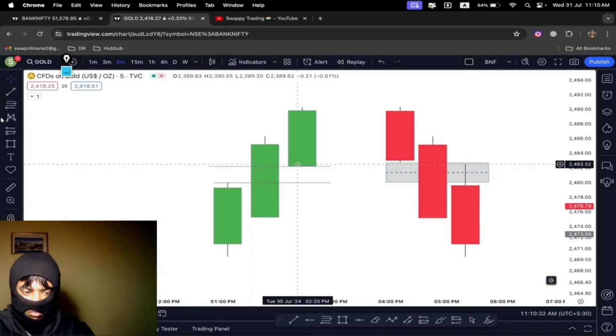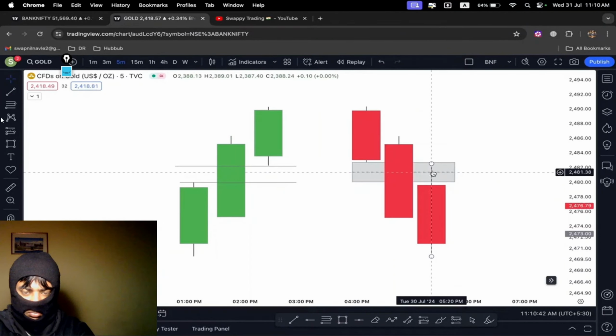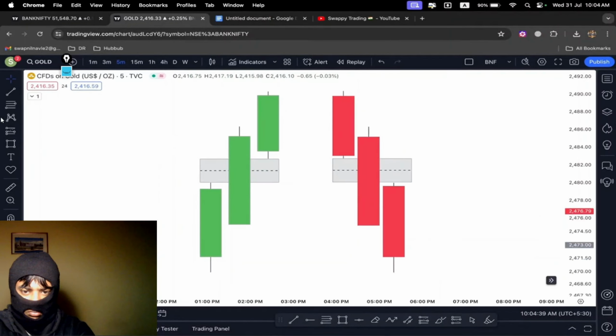Similarly, on the sell side, the low of the first candle and the high of the third candle should not overlap. If they overlap even slightly, then there's no fair value gap for us. That's it. We've defined which is a fair value gap and which is not. So, this is how a fair value gap is created in the market.